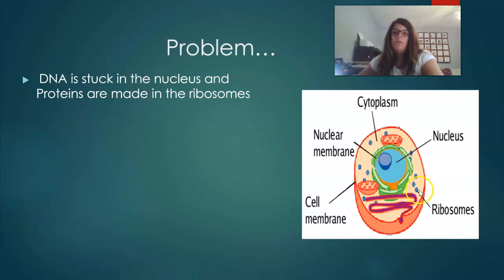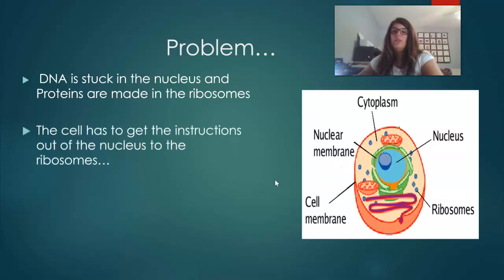The ribosomes, which are floating around outside of the nucleus in the cytoplasm, are actually where the proteins are made. So DNA is the instructions for making a protein, but the place where the proteins are actually made is outside of the nucleus. So the cell has to figure out a way to get the information from the nucleus out to the ribosomes, where the ribosomes can read the information and then put the proteins together. It's kind of like having those instructions locked up in a safe, right?